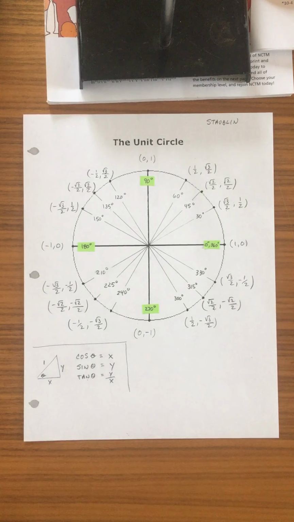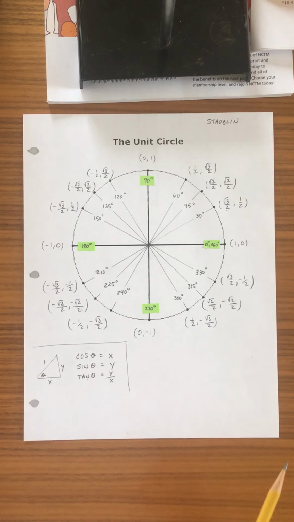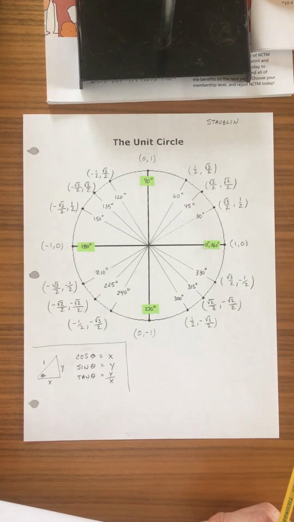Hello, Dave Stavlin here. I want to do a couple examples for you of how to find cosine, sine, and tangent using the unit circle. So let's start with cosine.